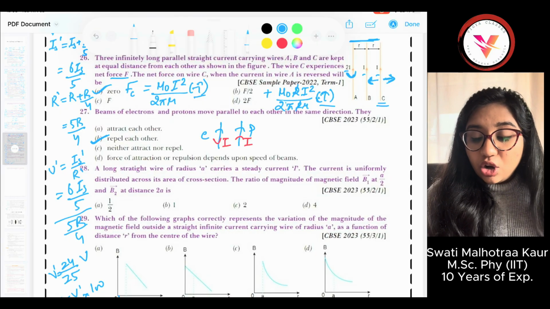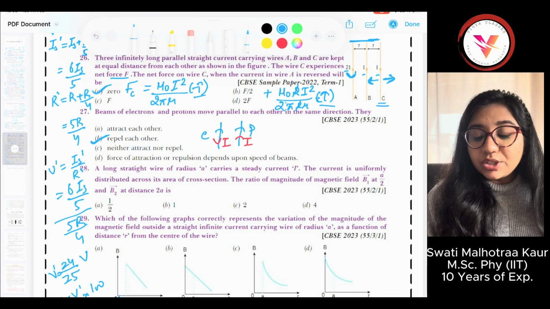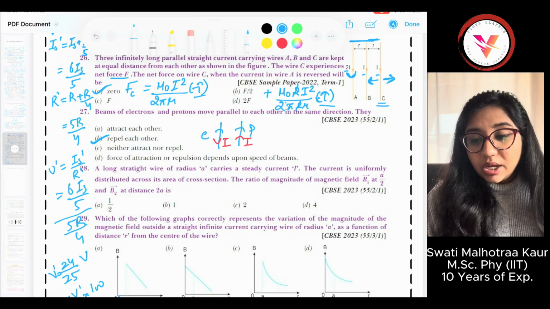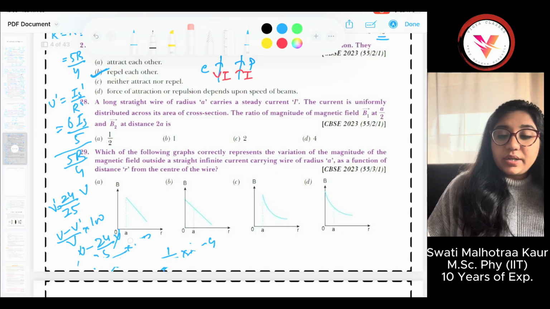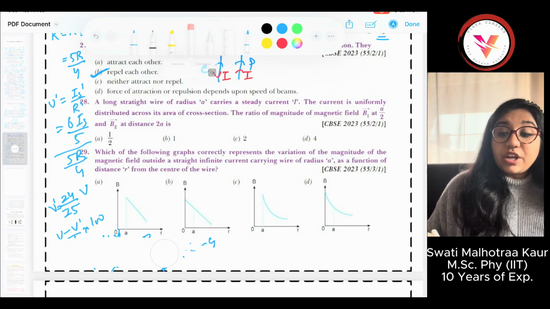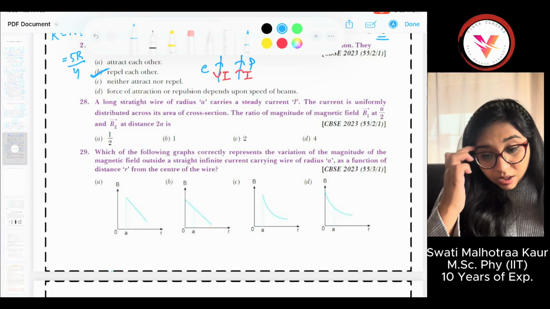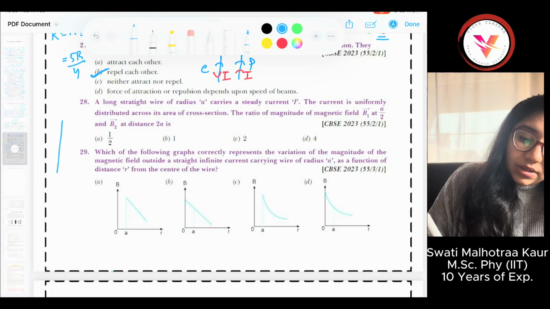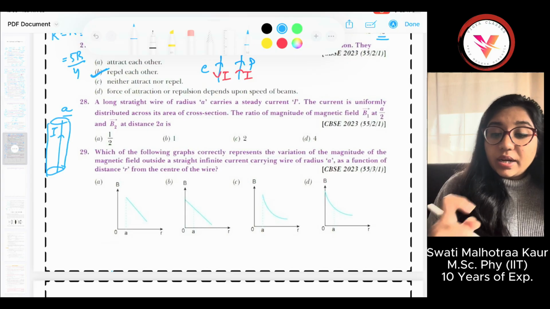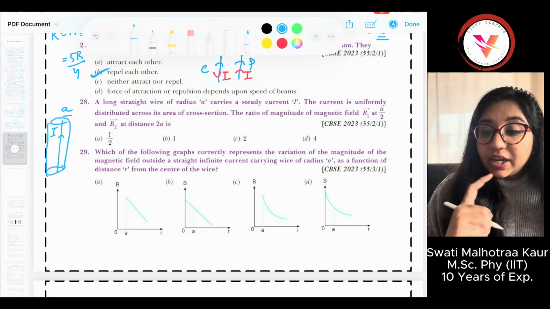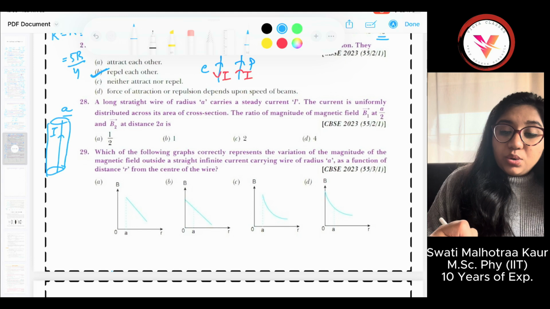Next question. A long straight wire of radius A carries a steady current I. The current is uniformly distributed across its area of cross section. The ratio of magnitude of magnetic field B1 at A/2 and B2 at a distance of 2A. Okay, it has the same mechanism as we did earlier, which I've told you in the first question. So it's a long straight wire of radius A and carries a current of I. The current is uniformly distributed across its area. The ratio of magnetic field at A/2 and 2A.